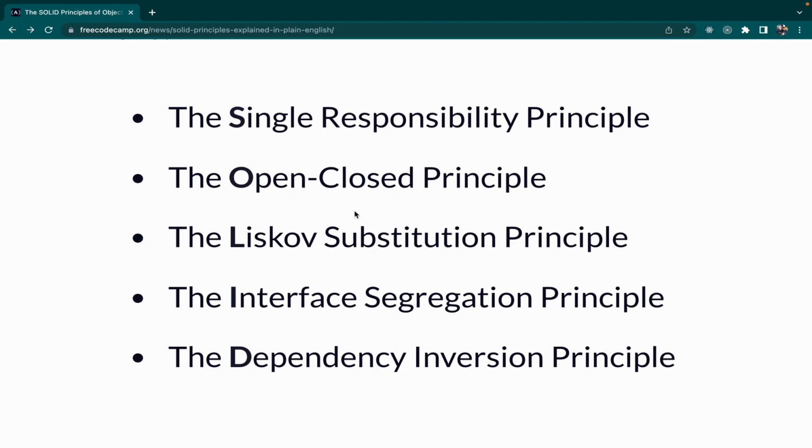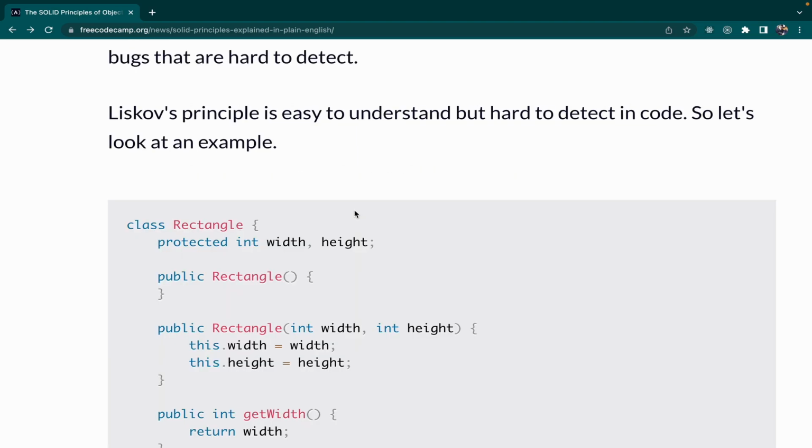Then we have the Liskov substitution principle. Now what does this principle say? It says that, for example, there is a class A which is a parent class and there is a class B which is a child class. If a function accepts class A as an argument, then class B should also be acceptable. Let me show you an example of this Liskov substitution principle.